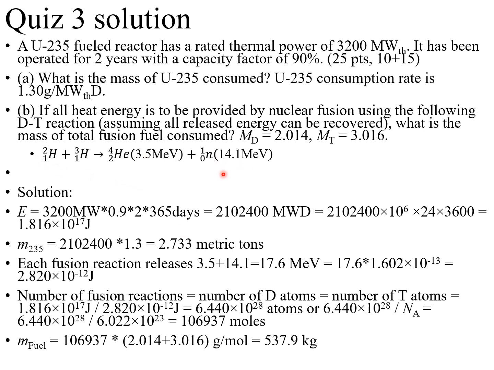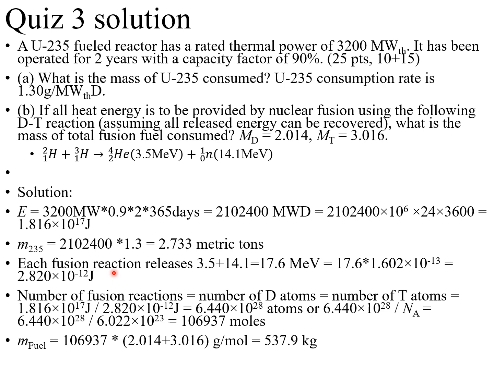For each reaction, the total energy release will be 3.5 plus 14.1. We assume all that energy is recoverable. So the total energy released per fusion reaction is 3.5 plus 14.1, that is 17.6 MeV. We need to convert the MeV to joule, so use 17.6 times this factor. For one fusion reaction, it will release this small amount of energy.